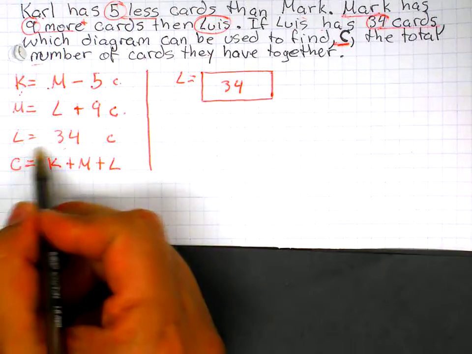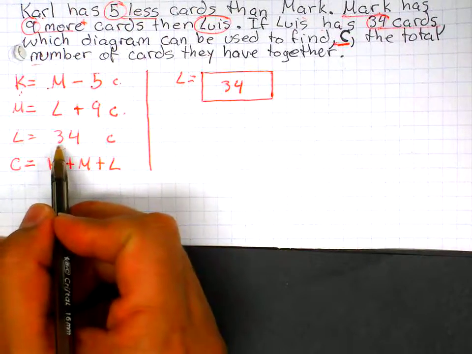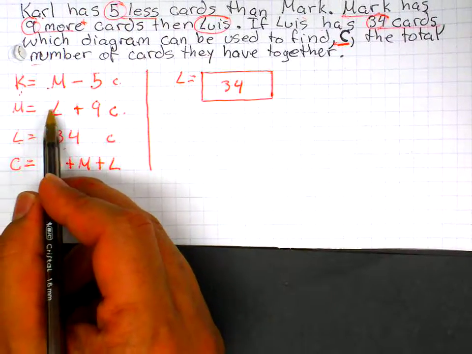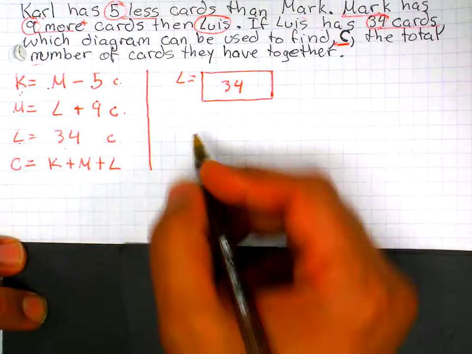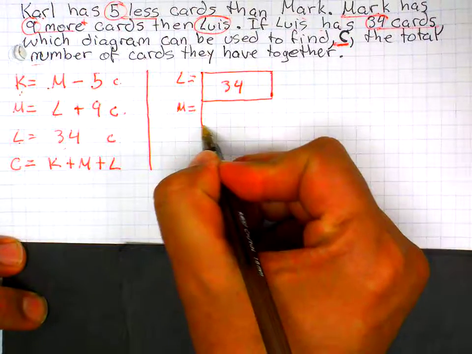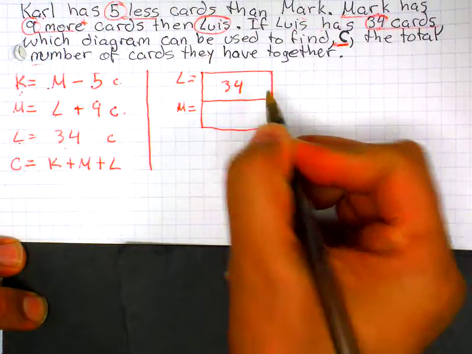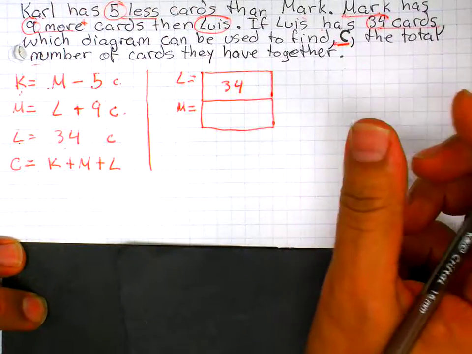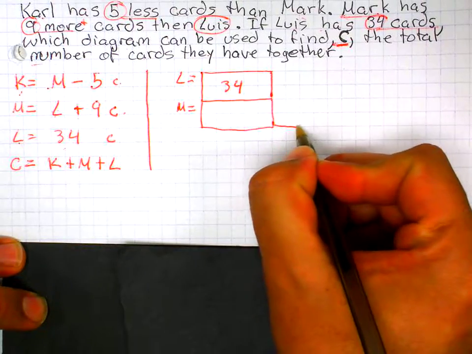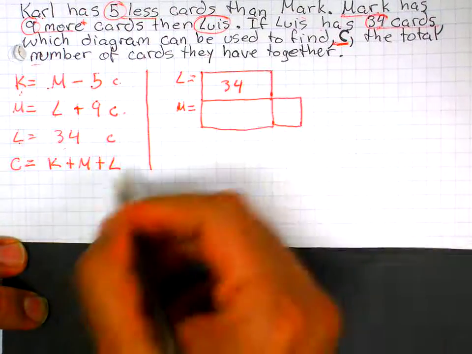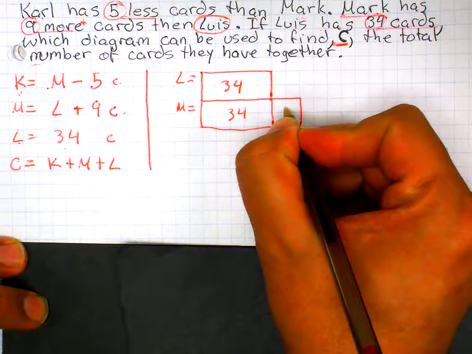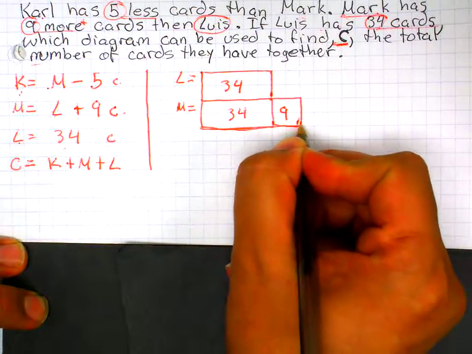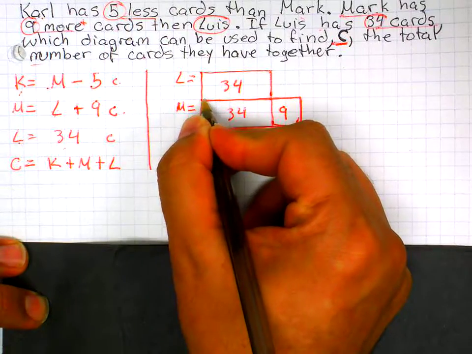Who depends on Luis? Mark. Mark has Luis plus 9, so Mark is 34 plus 9. Now remember that 9 has to be smaller, right? So I'm just going to make it a little bit smaller, which is 34 plus 9 more. Now look at this, because all of this is marked now.